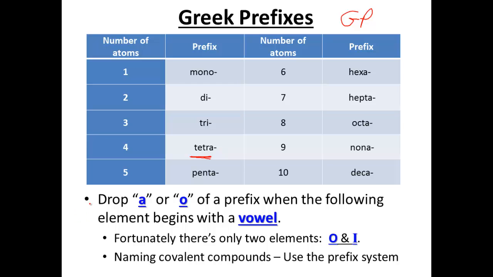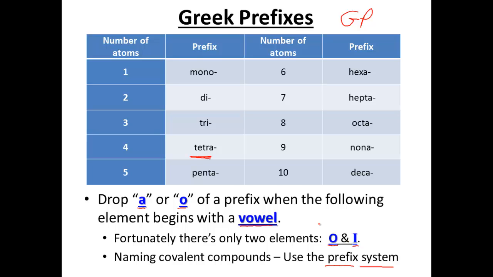But one of the key things is if we have a letter A or a letter O in the prefix, when the following element begins with a vowel, we're going to drop it. But the good news is, with that vowel, only oxygen and iodine are two elements that we need to worry about. So with any of these endings, we're going to drop that last vowel and then use the word oxygen or iodine to follow. Remember, naming covalent compounds, we're going to use that prefix system.